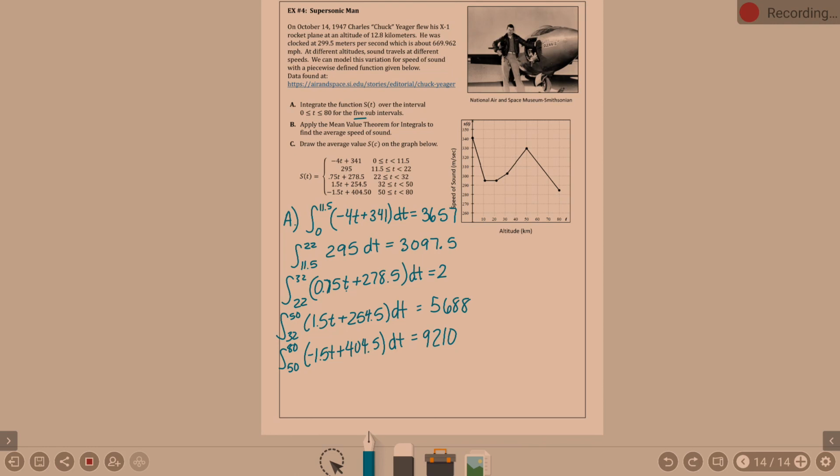Okay, did anyone ever get the middle one? I did. 2,987.5. There we go. Those are the correct answers according to my notes, whether you got any of them, none of them, or all of them correct. Okay, that's part A. Those were the easy questions, right? Okay, part B. Apply the mean value theorem for integrals to find the average speed of sound.